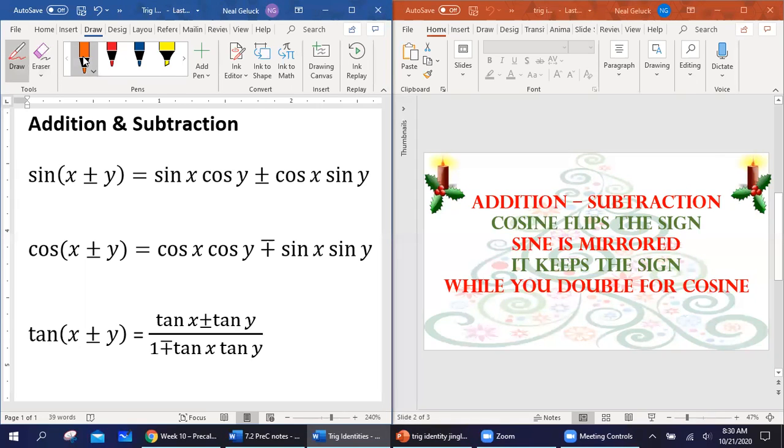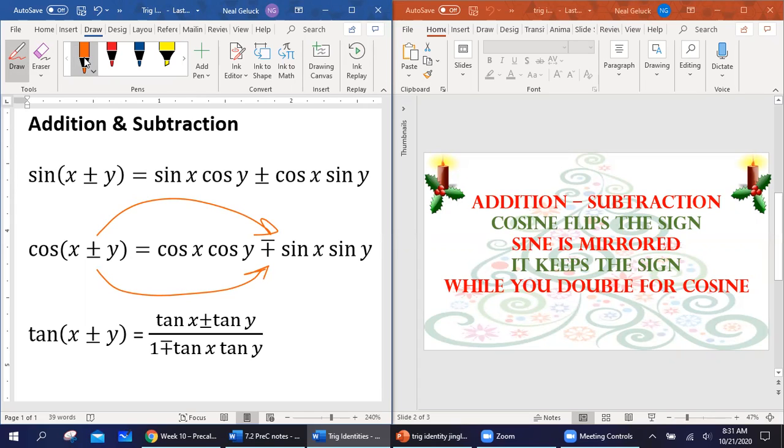So what does that mean? Addition, subtraction, that's the identities we're talking about. Cosine flips the sign. Notice that on your cosine identity, it goes from plus or minus to minus or plus. What that means is if you're doing cosine addition, it will switch to subtraction. If you're doing cosine subtraction, it'll switch to addition.